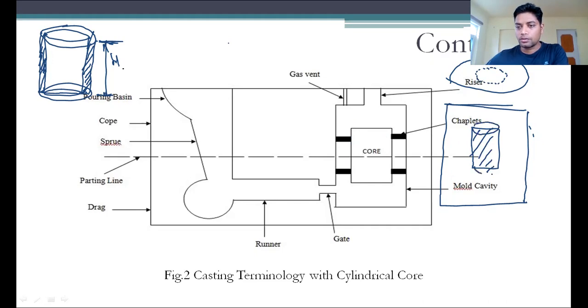Sir, the core actually creates the hollow cavity. Yes, Irish. The core actually creates the hollow cavity. That core we use if we want to create hollow cavities, only for that we are using it. Okay, so this is the mold cavity, and the difference between the last figure and this one is that here we are using the core. Now this core is generally made up of the molding sand only.